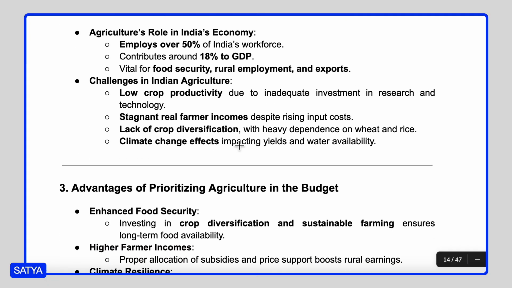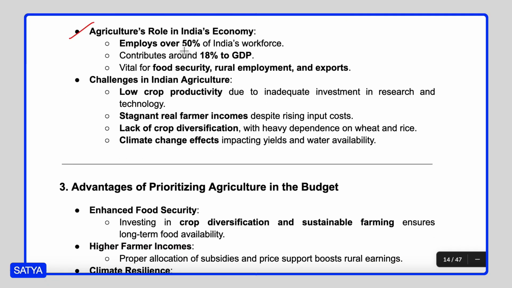Let's see some of the background or importance. Agriculture itself employs over 50% of the Indian workforce. It contributes around 18% of GDP. It is vital for food security, rural employment, and exports. So that is the importance of agriculture in India.